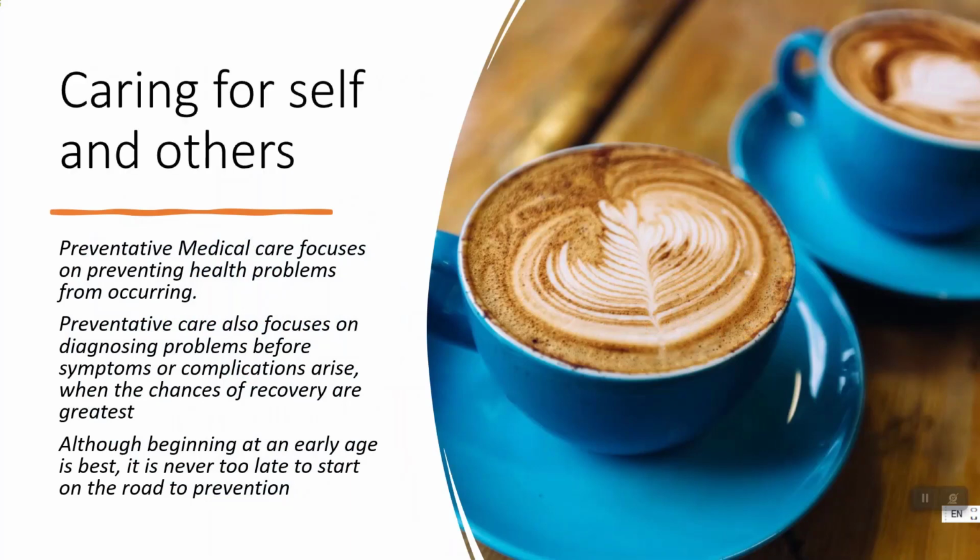As you can see, the importance of caring for self and others is imperative in older adults. Preventative medical care focuses on preventing health problems from occurring. It's better to prevent someone from falling than to treat them after they've already fallen. Preventative care also focuses on diagnosing problems before symptoms or complications arise, when the chances of recovery are greatest. Although beginning at an early age is best, it's never too late to start on the road to prevention.